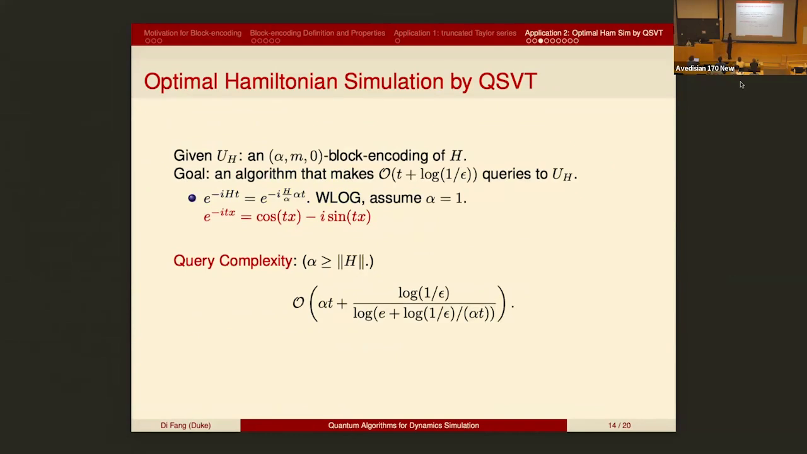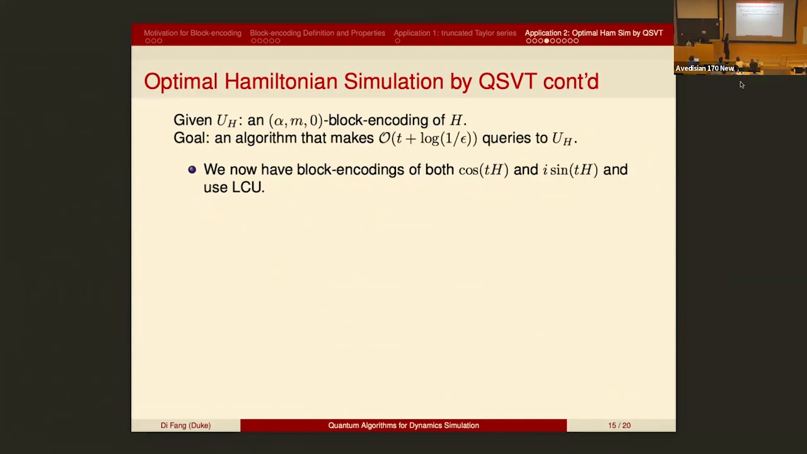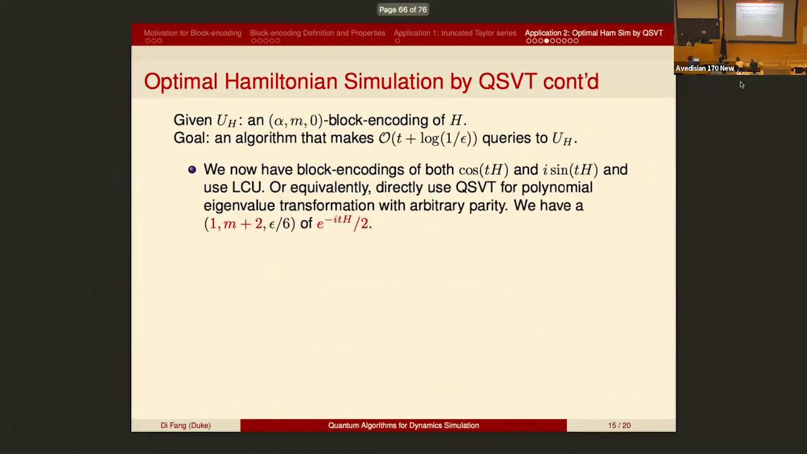Okay, so this is the cost, and it matches the theoretical lower bound. Now you have seen the optimal Hamiltonian simulation. This is already a very state-of-the-art result. Okay. This I already verbally said. You have block encoding of cosine, block encoding of sine. You make an LCU, you make a 2 block encoding factor in the end.